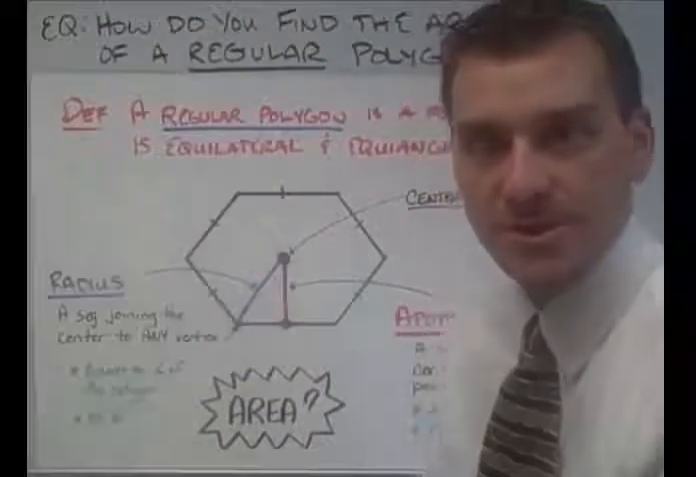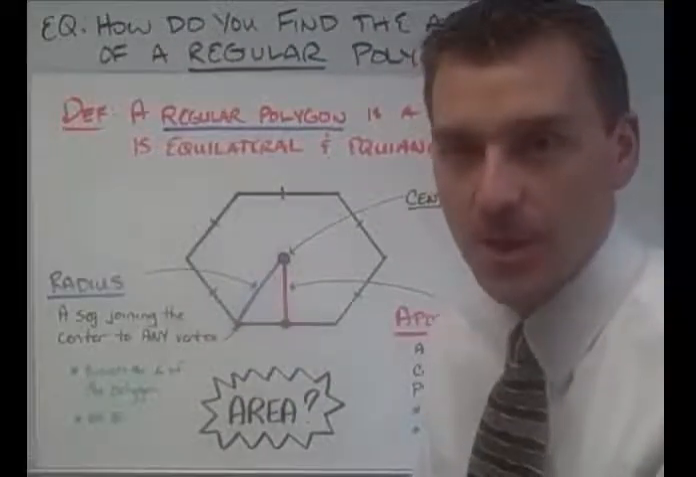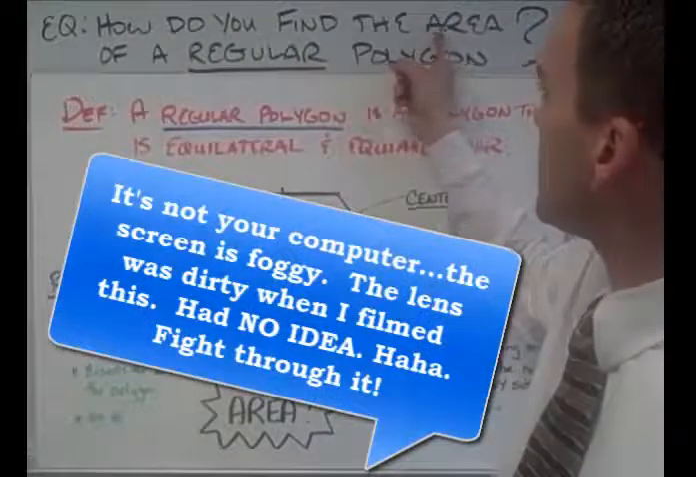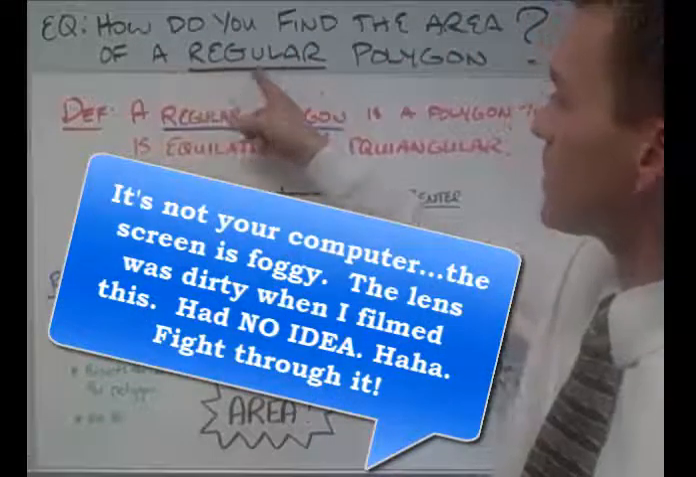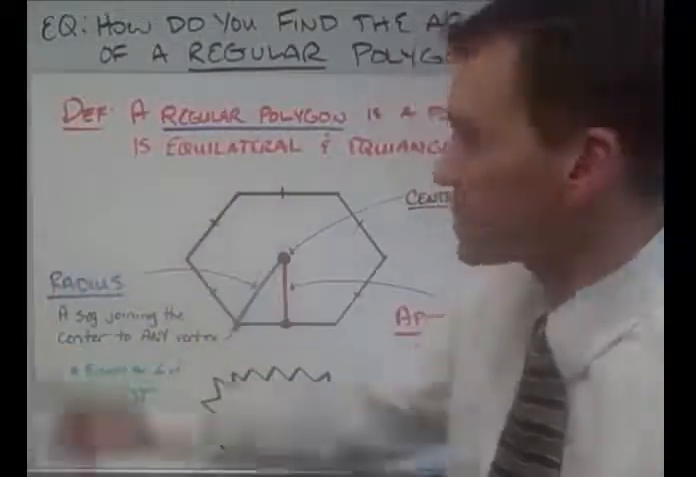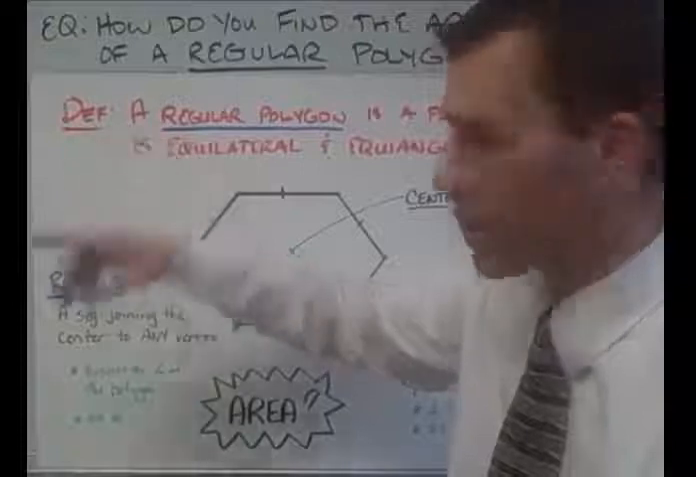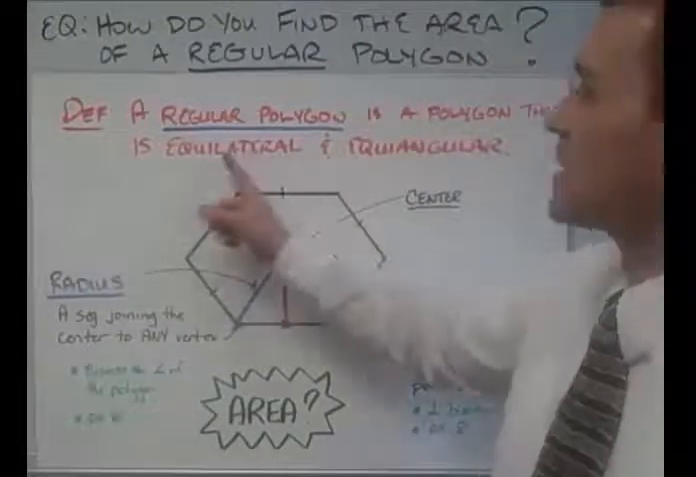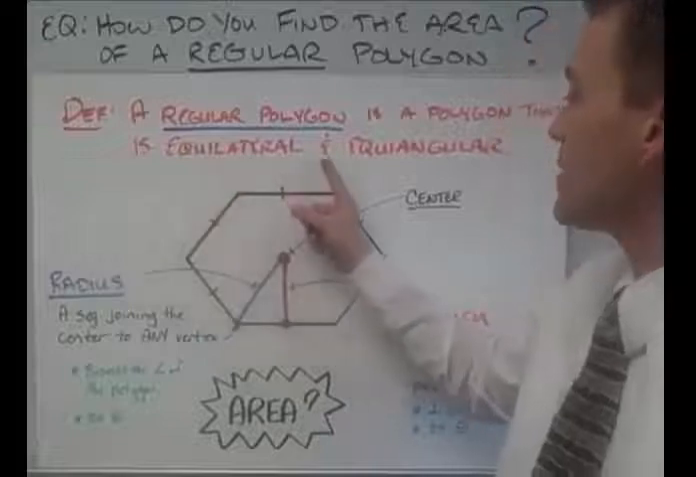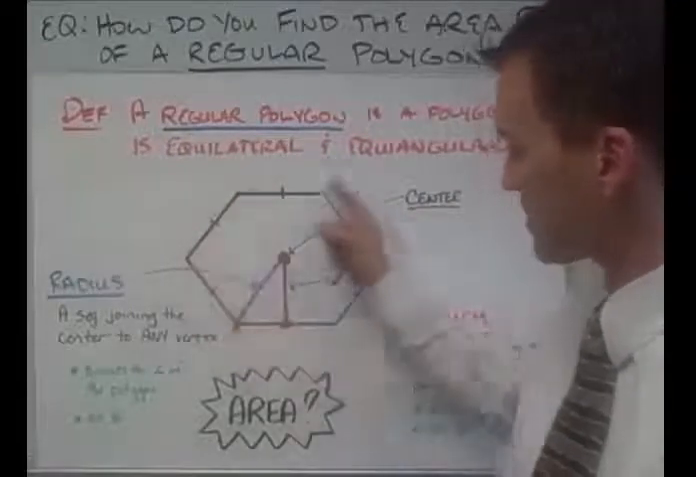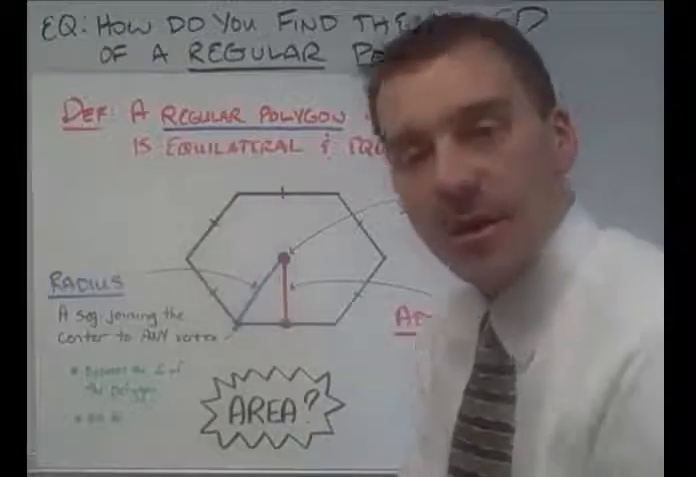Alright, boys and girls, it's time to get a little regular. Essential question. How do you find the area of a regular polygon? Well, let's recap what a regular polygon is. You see the definition from before. A regular polygon is a polygon that is equilateral and also equiangular. So all the sides are exactly the same and all the angles are exactly the same.